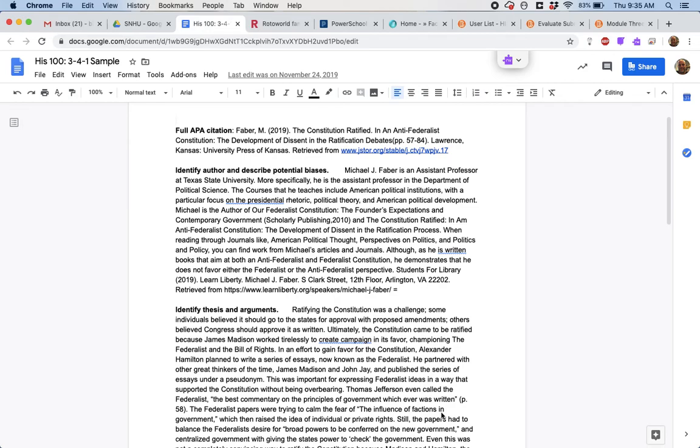I wanted to just touch base a little bit about this week's assignment. This week, one of the things you're doing is analyzing a secondary source, getting an understanding of what the primary arguments are, and understanding the expertise and potential biases of the authors.